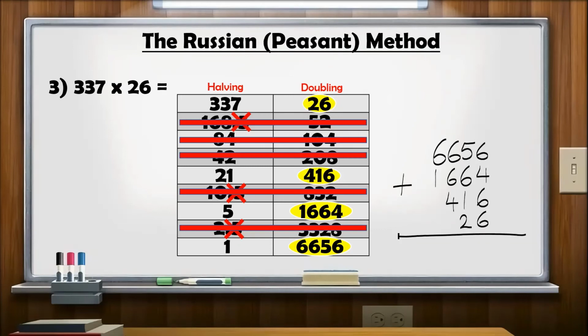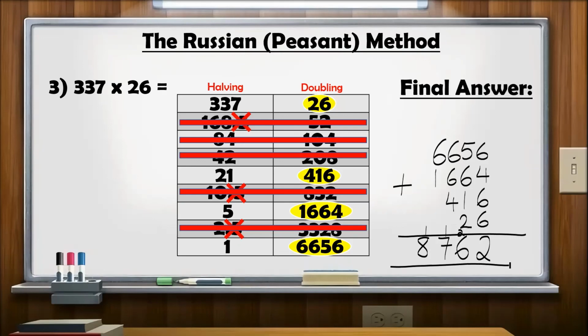So 6 plus 4 is 10, plus 6 is 16, plus 6 is 22. So I've got my 2 here, and I'll carry over my 2. 5 plus 6 is 11, plus 1 is 12, plus 2 is 14, plus the 2 is 16. I've got my 6 here, and I carry my 1 over. 6 plus 6 is 12, plus 4 is 16, plus the 1 is 17. I place my 7 here, and carry my 1 over. So 6 plus 1 is 7, plus the 1 is 8. So the final answer for 337 times 26 is 8,762.